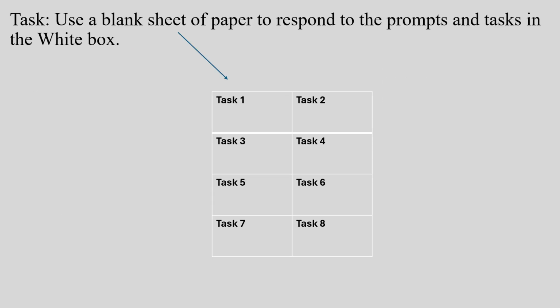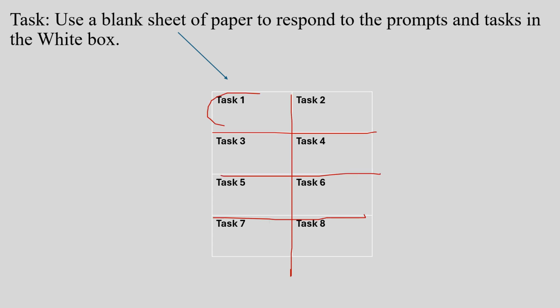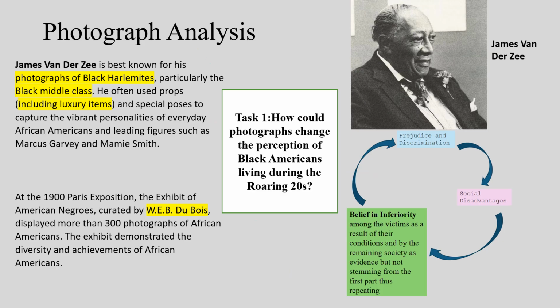On a blank sheet of paper, you're going to create these lines, this grid, and you're going to respond to the task as you see them in the slideshow. We're going to be looking at a couple of photographs, and this is going to reference Harlem from the Harlem Renaissance. Notice the term Black Harlemites, James Van Der Zee, and what he's trying to do is change the perception of white Americans and the perception they have of Black Americans.